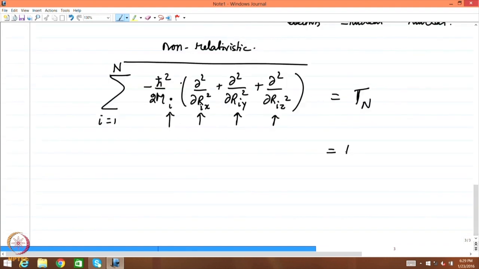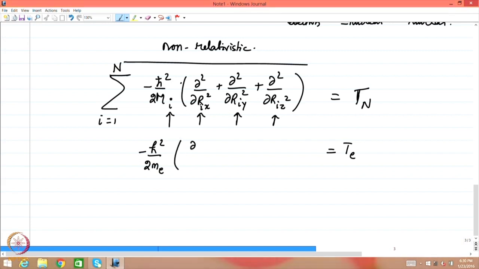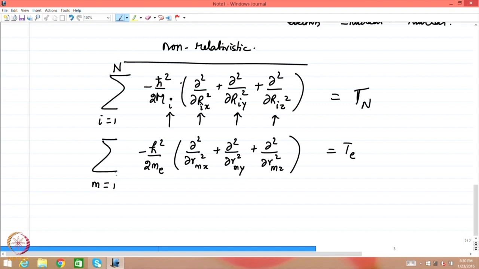The T_electron likewise is given by minus h bar squared by 2 m_e, all the electrons are the same mass, therefore you write ∂²/∂r_mx², let us write that, for the m-th electron, plus ∂²/∂r_my² plus ∂²/∂r_mz², and you sum over all the electrons, m equal to 1 to little n. This is the potential energy.